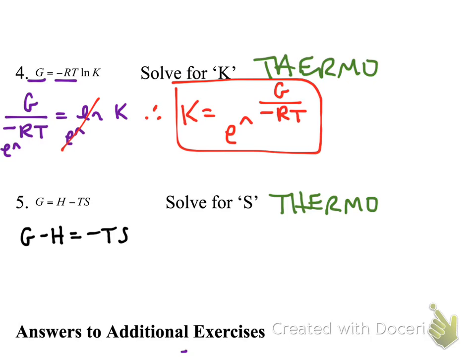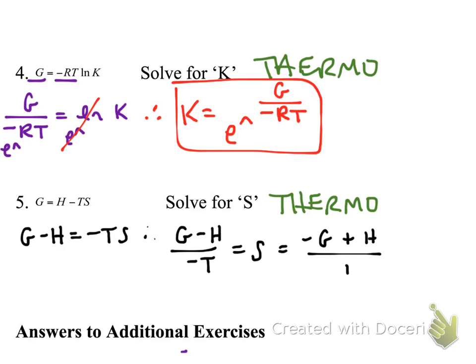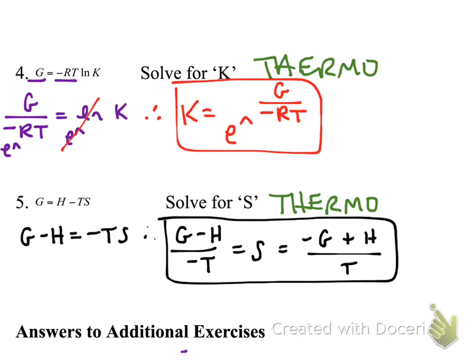Solving for s now, because these are multiplied together, I want to do the opposite, which is divide. So I have g minus h over negative t equals s. And if you don't like that negative on the bottom, we can just multiply or divide by negative 1, so that s is also equal to negative g plus h over t. Either one is acceptable, either one works, both are correct.